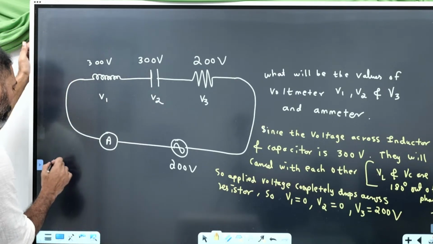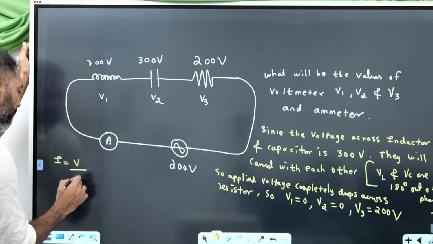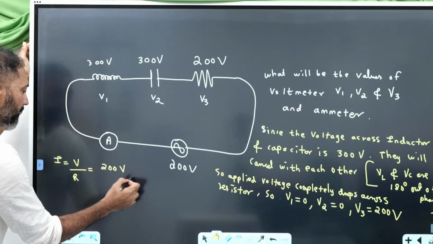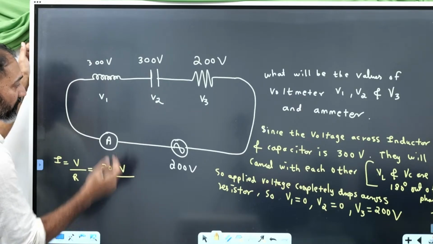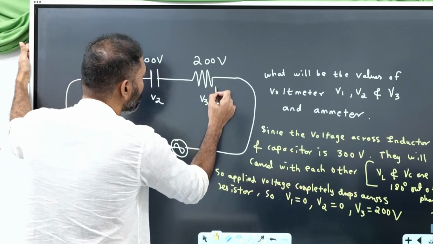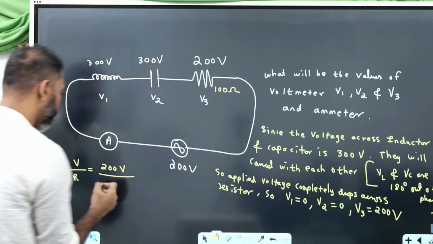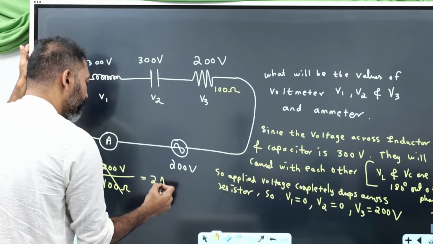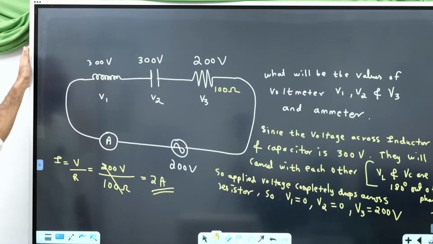Now current I is equal to what? V by R. Here what is voltage? Effective voltage is what? 200 volt. And the resistance is what? Oh, resistance value is given. I forgot to write the resistance value. Resistance is 100 ohm. So answer is what? 2 ampere is the ammeter reading.